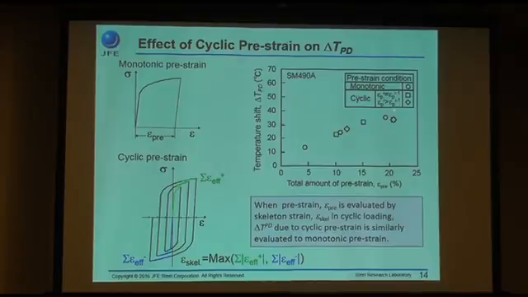This figure compared the results between the monotonic prestrain and the cyclic prestrain. Of course, in the cyclic prestrain case, we use the skeleton strain concept. When the prestrain level is evaluated by skeleton strain in cyclic loading, the transition temperature rise, delta T, due to cyclic prestrain is similarly evaluated to monotonic prestrain.